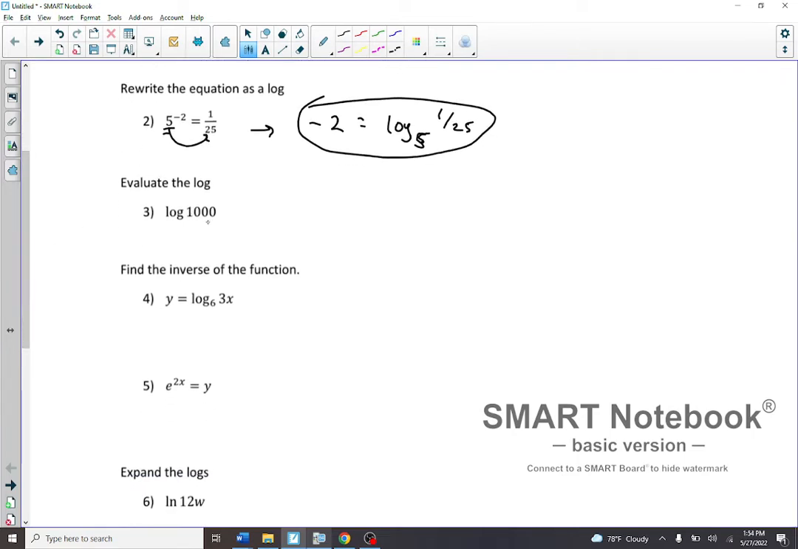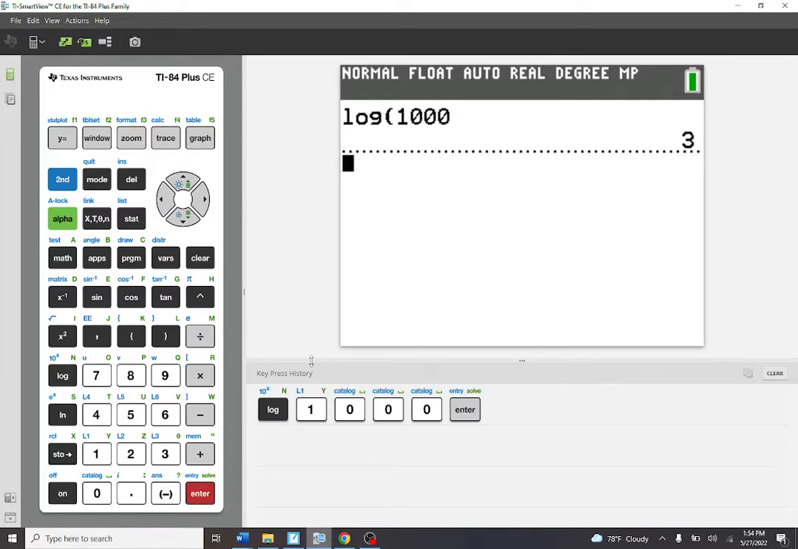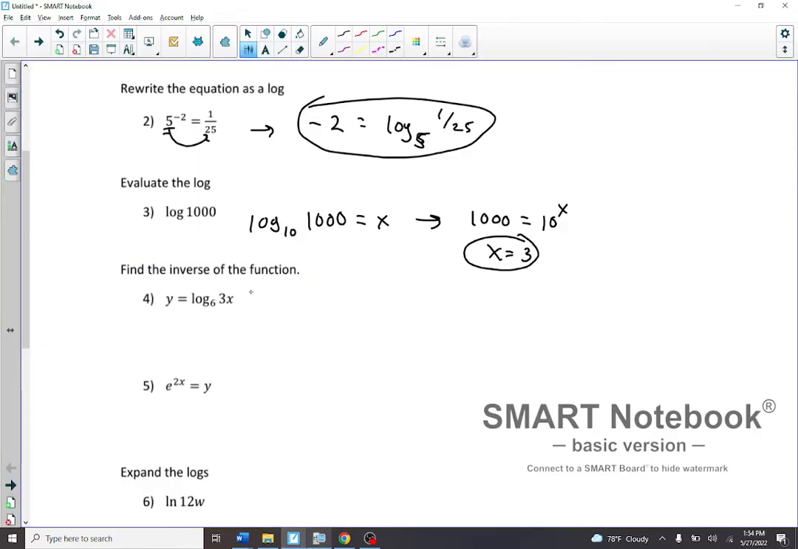Over here, log 1000. In this case, you could think of it as log base 10 of 1000, which I could rewrite equals x. And I can rewrite that as 1000 equals 10 to the x power. So I should ask, 10 to what power gives me 1000? That should be 3. So x must be 3. But again, I'm going to show you how to use the calculator. Here, we could literally just click the log button and then 1, 0, 0, 0. Press enter, and you see it's 3. So you can use the calculator to your advantage, okay?